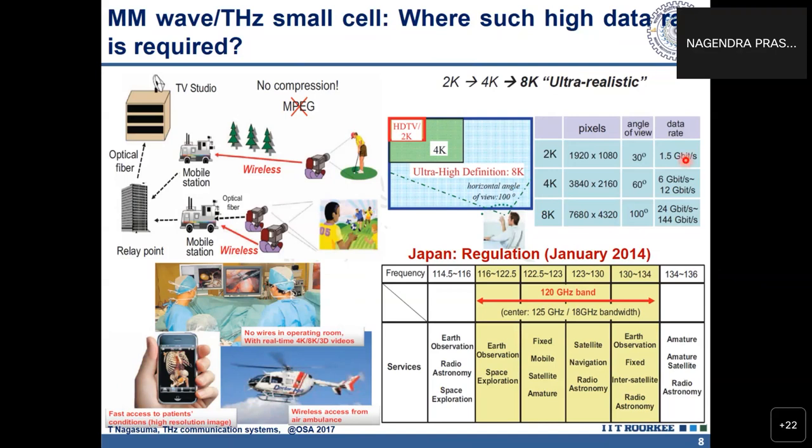Think from here: in order to handle that data rate, you need a system which can afford this high data rate. That is one of the reasons people are moving toward 5G or 6G, especially the millimeter wave side or sub-terahertz side. Japan was much ahead in January 2014. They formulated the regulation and allocated a 120 gigahertz frequency band for some commercial services. You can see they used center frequency 125, with 18 gigahertz bandwidth allocated. So they have already taken a step.